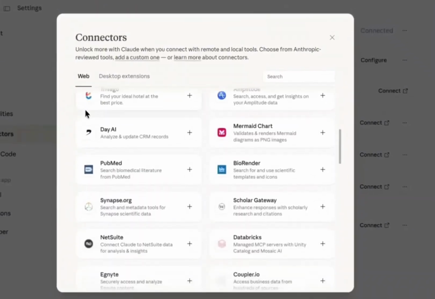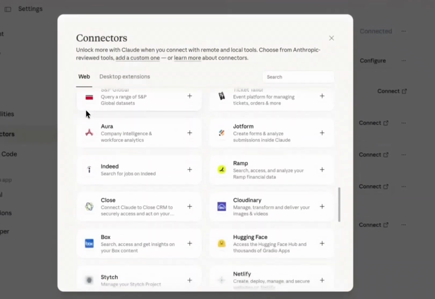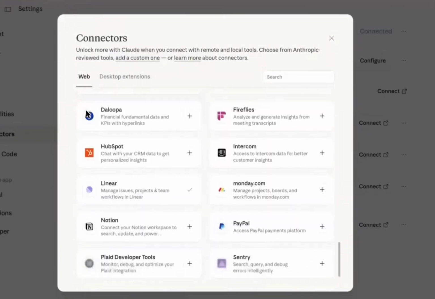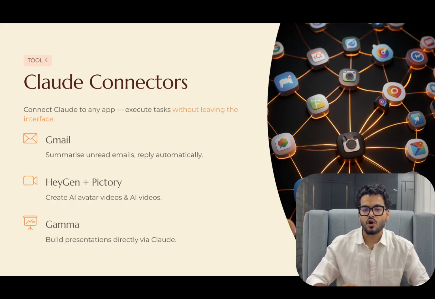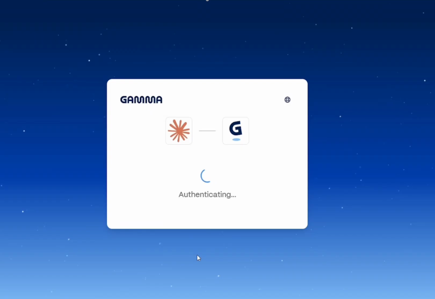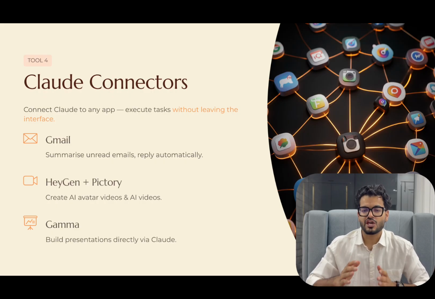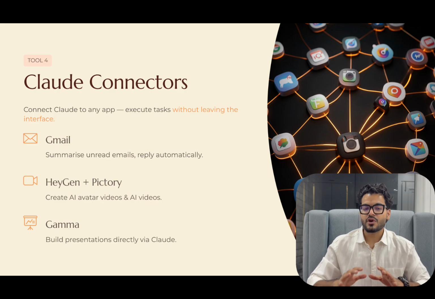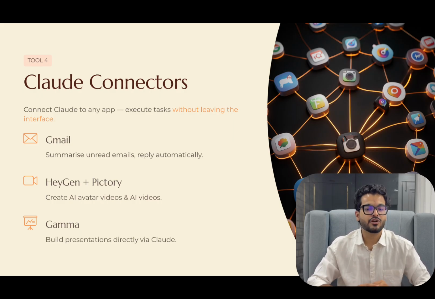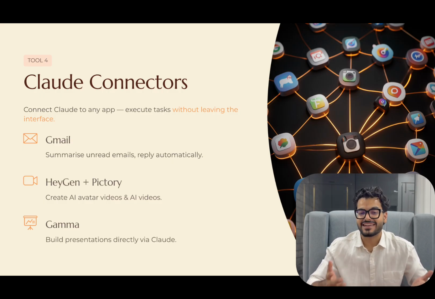There are so many connectors out there. You can simply connect it with Claude and execute anything in the app using Claude. So now you can make Gamma presentations with Claude. With a connector, you can use HeyGen to create an AI avatar video of yours with Claude. You can create AI videos with Pictory, all using Claude connectors. And you can do all of that without going anywhere else. Now that is the power of connectors.